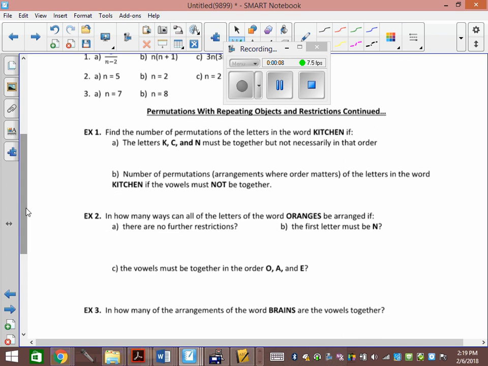Find the number of permutations of the letters in the word kitchen if the letters K, C, and N must be together, but not necessarily in that order. So we look at the word kitchen. Does it have any doubling letters? No, not yet. And how many letters does it have? 7. So we are rearranging 7 letters, right? Because it didn't tell us any less. So we do 7.